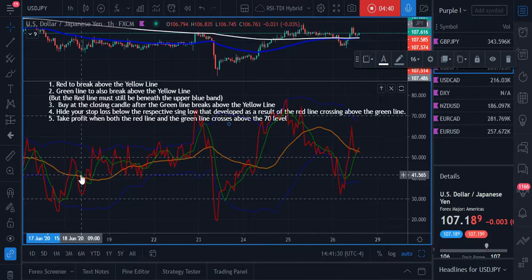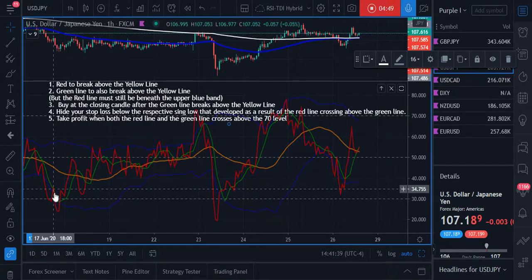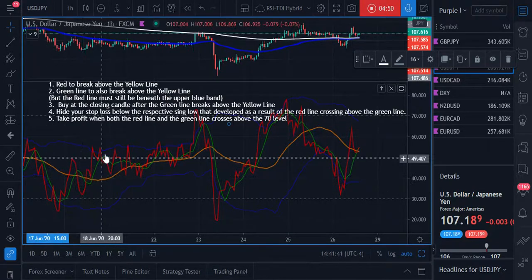Sentiment meaning how people feel about this pair, this market, whatever, UJ. So how people really feel about the dollar. When it's down here, it's negative sentiment. When it's up here, it's positive sentiment, especially compared to the UJ. Okay. So, I mean, the yen.